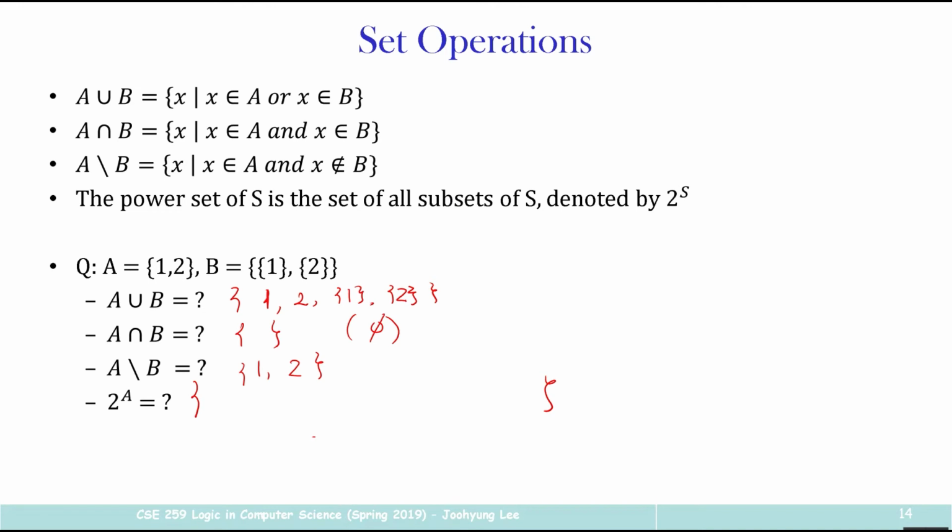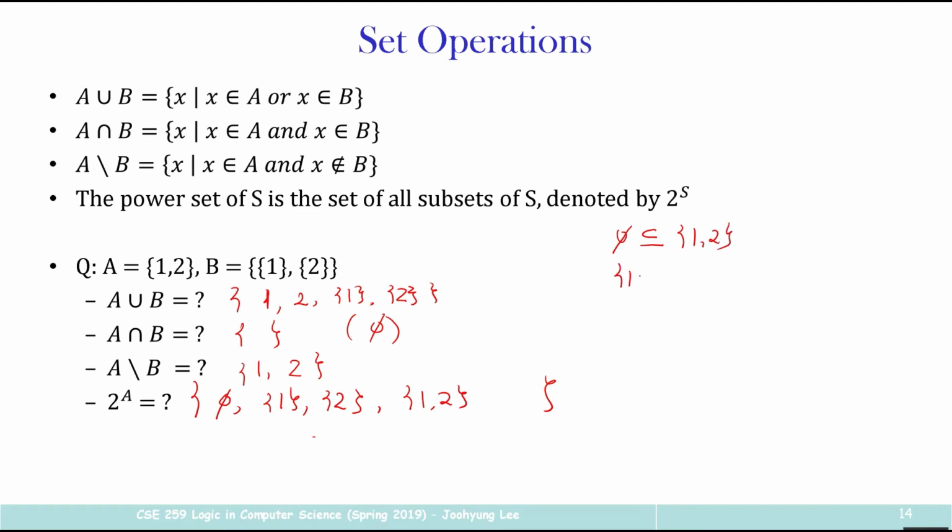Empty set, right? If you don't choose 1 or 2, then that's the empty set. If you choose 1, that's another case. If you choose 2, another case. If you choose both 1 and 2, that's another case. So you will have 4 subsets. And you can check, using the definition that I provided before, that each of these elements here is a subset of {1, 2}. In other words, you can check the empty set is a subset of {1, 2}.